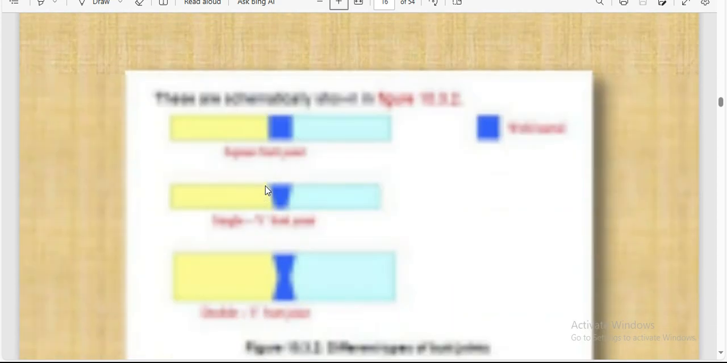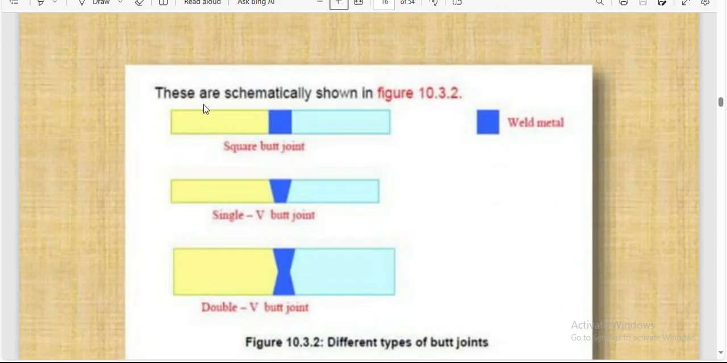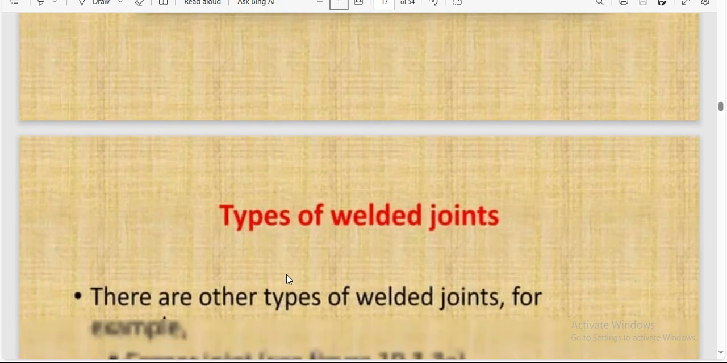So we will see them one by one. These are schematically shown in figure 10.3.2. Square butt joints: the edges of these are directly joined. This shows the welded metal. This one is single V. The shape of the weld is single V. This is the shape of the butt joint. Double V butt joint.